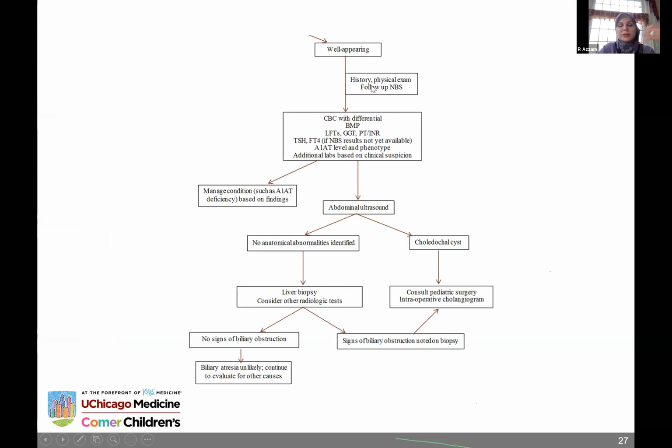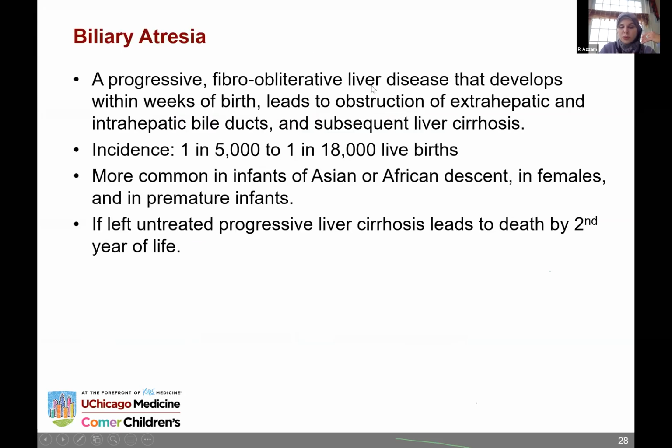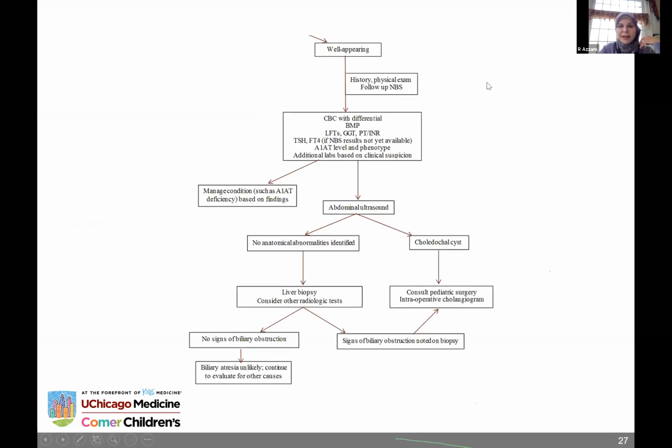So of course, you're going to take a great history. You will do a great physical exam. Newborn screen, you will call and check what the results were, and then you will start your evaluation. The least amount of evaluation will be what I showed you in the previous slide, done like 2 or 3 slides before this one. So complete blood count, metabolic panel, liver panel, GGT, INR. I always add alpha-1 antitrypsin because that can give me the diagnosis right away.